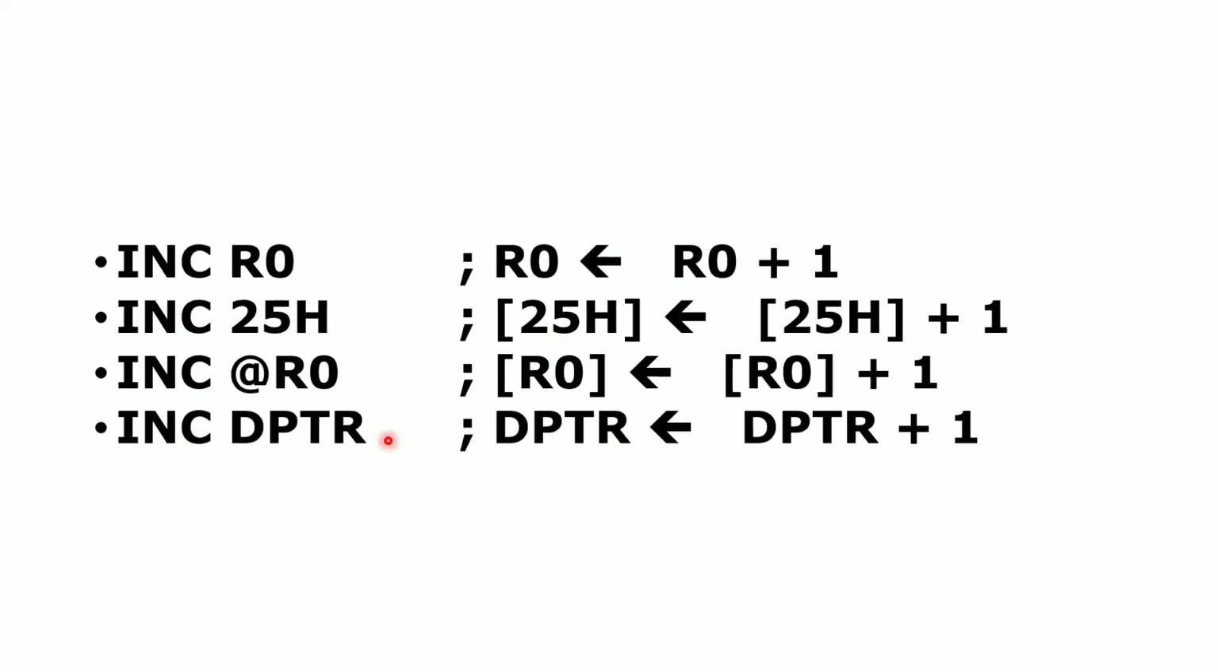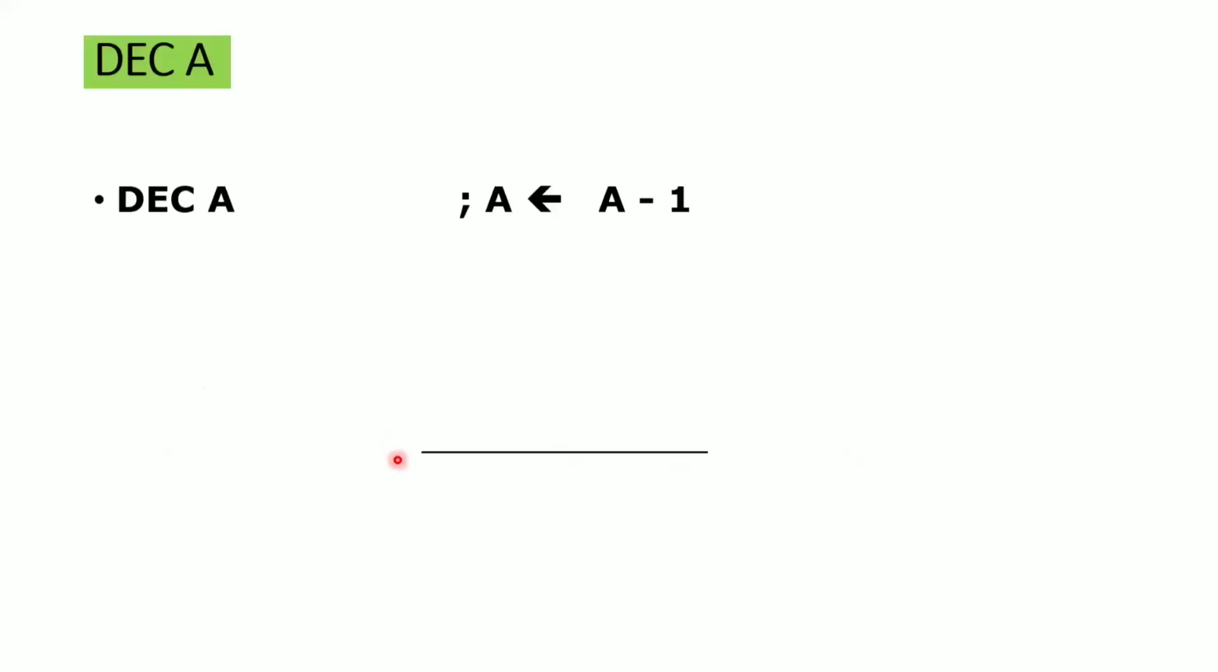Okay. Next one is increment DPTR. What is meant by DPTR? Data pointer. What is the size of the data pointer? It is a 16-bit register, which means if I want to increment a 16-bit value, I will store that value in the DPTR and I can increment that value. Okay, so that is the need of this increment DPTR instruction.